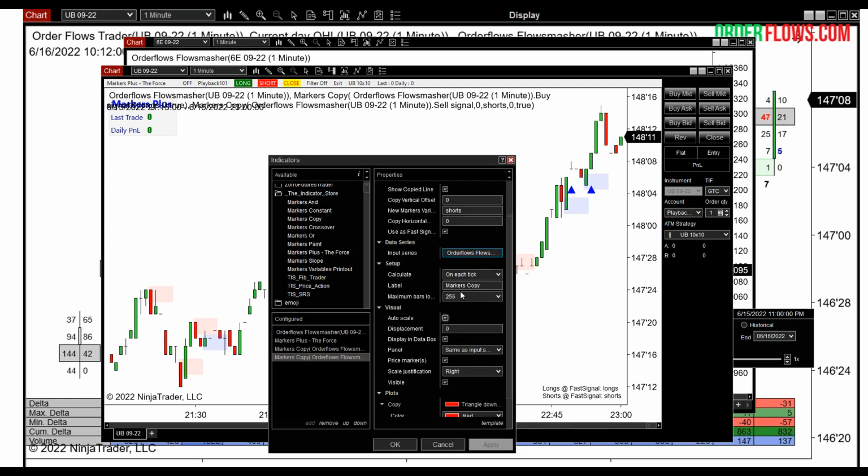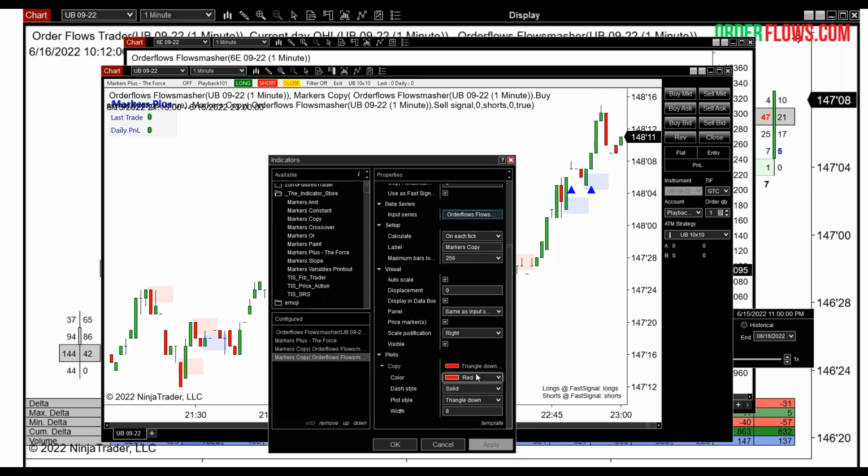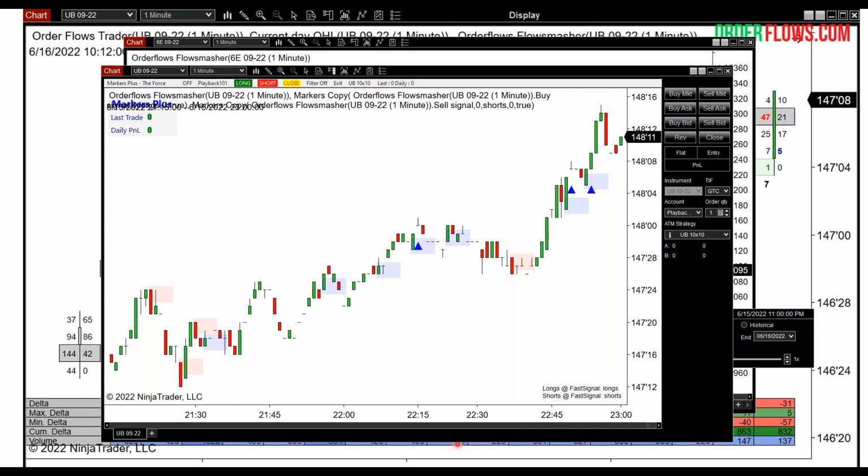And again, I would just change it to calculate on each tick, and you're going to copy, make sure the plots are the same, and that's it. And then, when you're going to use it, you just make sure you got it turned on, make sure you have your right ATM strategy showing up in here, your account matches up. Those are just those last minute checks that you'd go through before you start running anything.